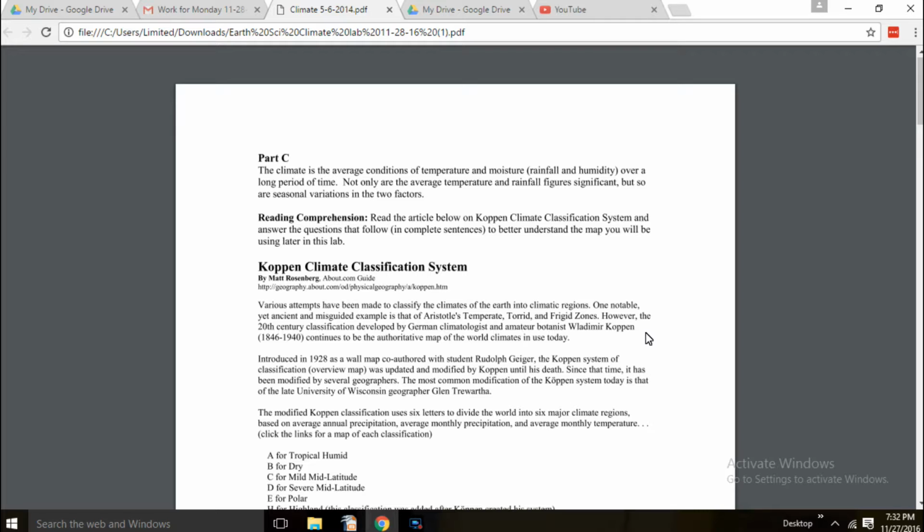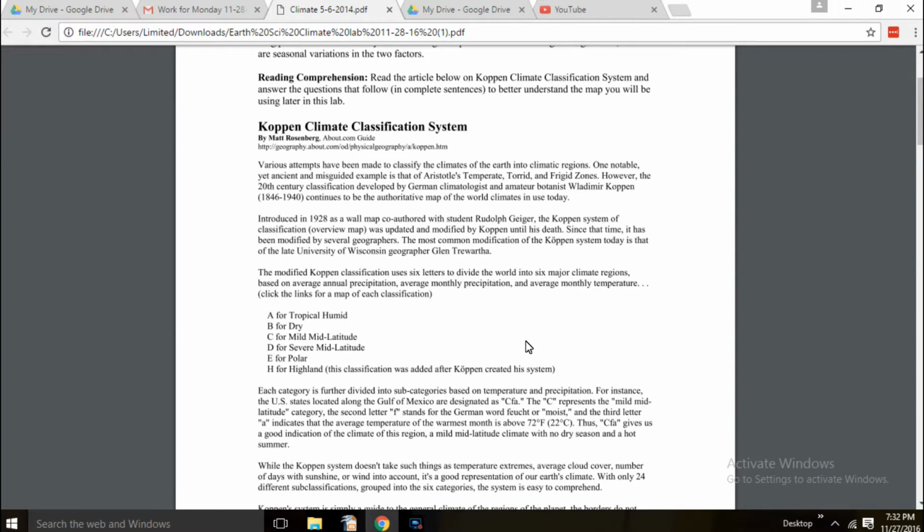A gentleman by the name of Köppen came up with an idea of how to classify the Earth's major climate regions. He has here A, B, C, D, E, and F. A is tropical humid, which means hot and wet. B is dry. Notice it doesn't say hot and dry. I know we like to think of deserts as hot, but that's not always the case. It's just dry. It could be cold and dry.